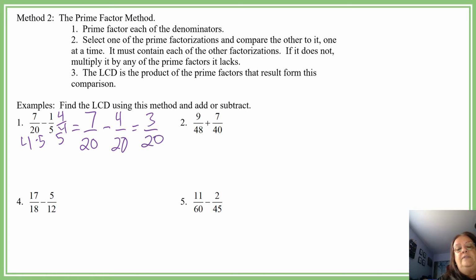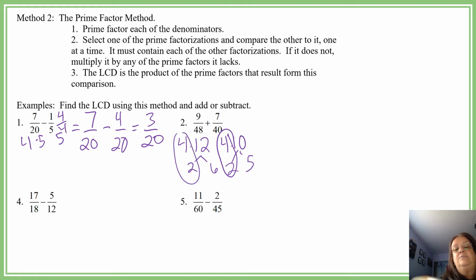Okay, 48 and 40. 48 is 4 times 12, and 40 is 4 times 10. But notice the 12 and 10 both have 2's in them. And 10 is 2 times 5. Okay, so really I have 8 times 5 and 8 times 6. So they both have an 8, which tells me that the second one needs the 6 over 6, and the first one needs the 5 over 5.